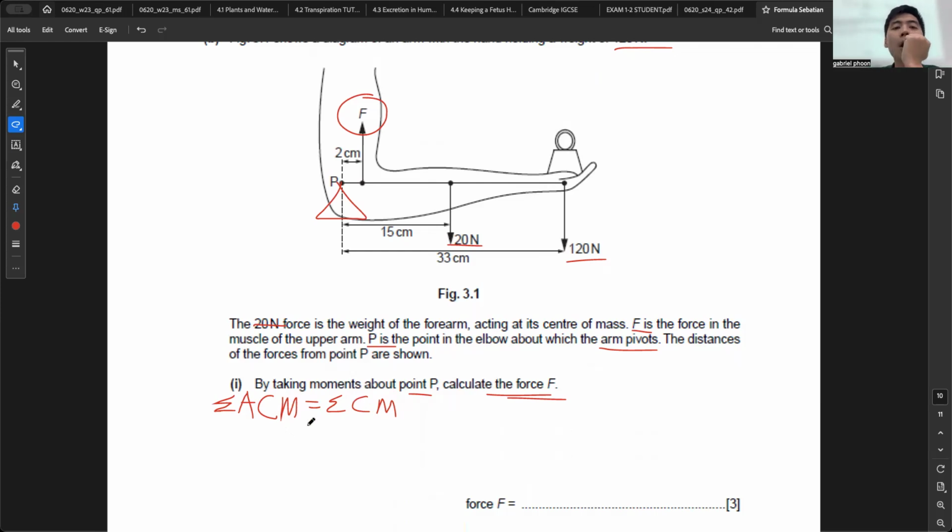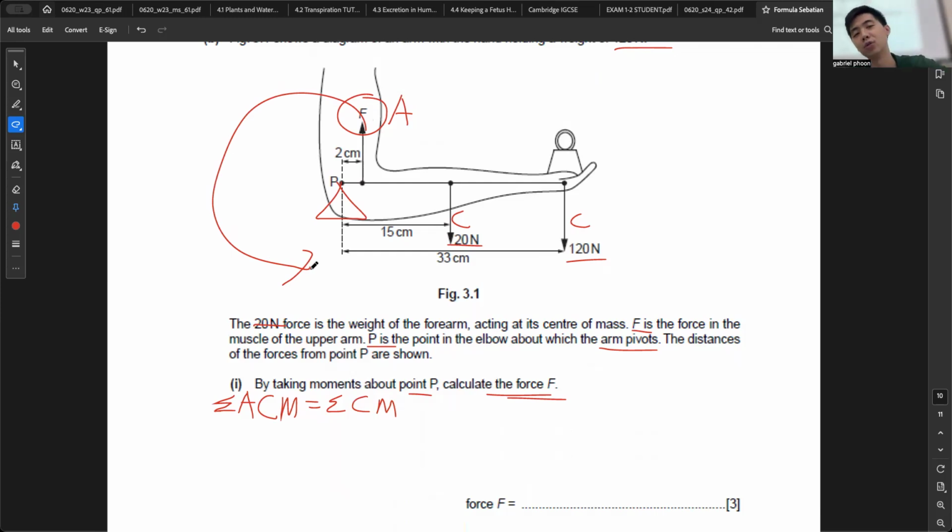From here, we're supposed to define which one is clockwise and which one is anti-clockwise, right? This F here, clockwise or anti-clockwise? This one is anti-clockwise, and this one is clockwise. Why? Because if this is the pivoting point, this force will spin like this around the pivoting point. Do you understand what I'm talking about?